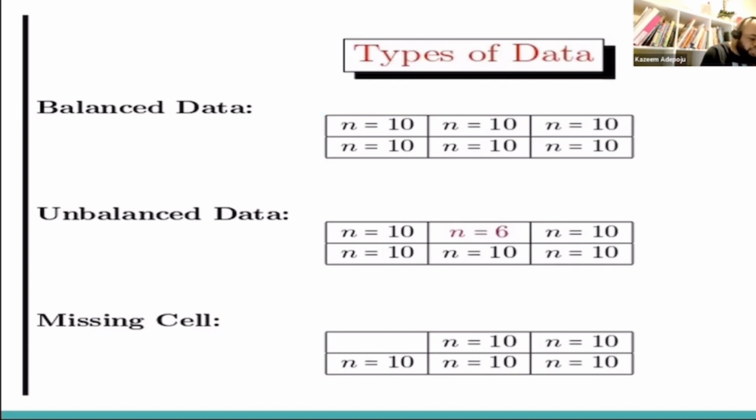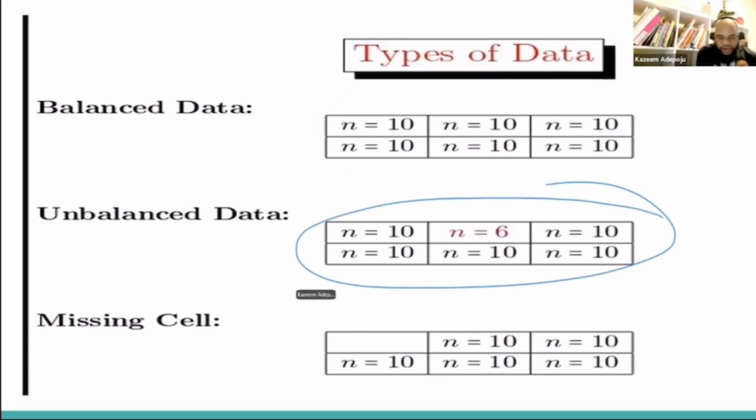But what if, in a situation where, take a look at the second one, this is unbalanced. What is making this unbalanced is the fact that n is equal to 6. Nobody knows what happened. So take a look at that. It could be one of those reasons that I just talked about.